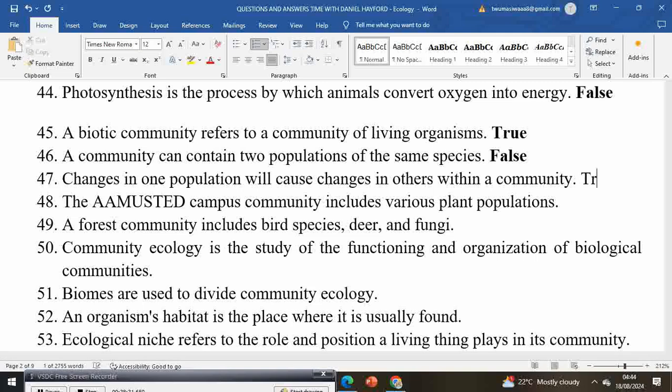No, this is not false. It's true. Changes in one population of organisms will really cause changes in others within the community.